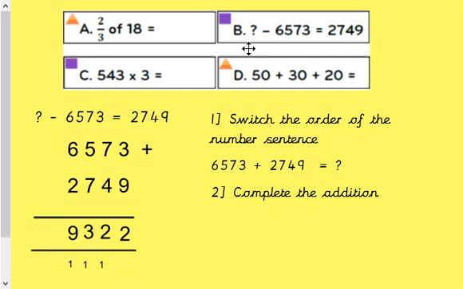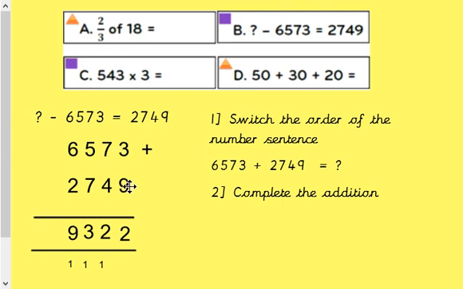And then finally, we've got the mystery number take away 6,573 would equal 2,749. Now, first thing I would be thinking about is inverting this, switching the order of the number sentence. I would be putting my 2 numbers that I do know together. I know that this is going to be the biggest number because it's at the beginning, so that will have to go the other side of the equals sign. And although it says take away up here, I'm actually going to add these 2 numbers together to make the mystery number.